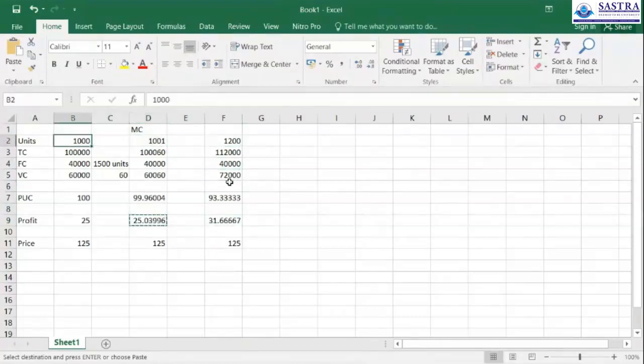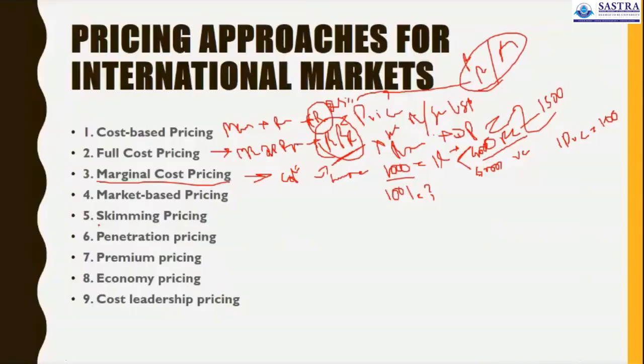While manufacturing 1,000 units, the profit is 25 rupees. With 1,001 units, that is one unit more, the profit comes to 25.3 rupees. When manufacturing 1,200 units, it comes to 31.67 rupees. This kind of pricing strategy we call the marginal cost-based pricing strategy.